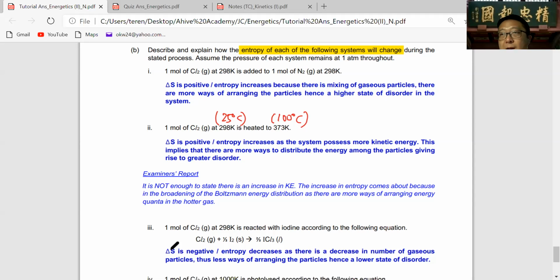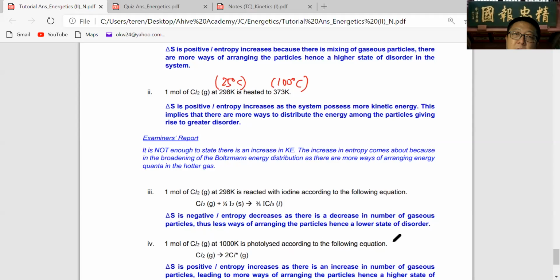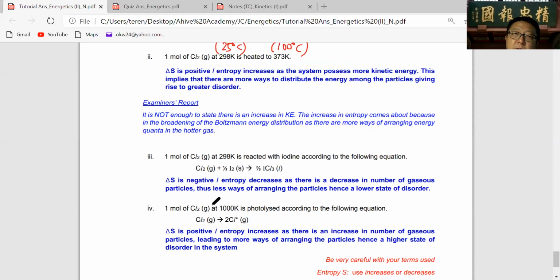Okay, so by now you realize a very common trend. Every time you ask whether entropy increases or decreases, look for the side with more gas molecules. That will tell you whether it's an increase or decrease in entropy. There's a decrease in gas particles, there are fewer ways of arranging, therefore a lower state of disorder. So your delta S must be less than 0. All very straightforward.